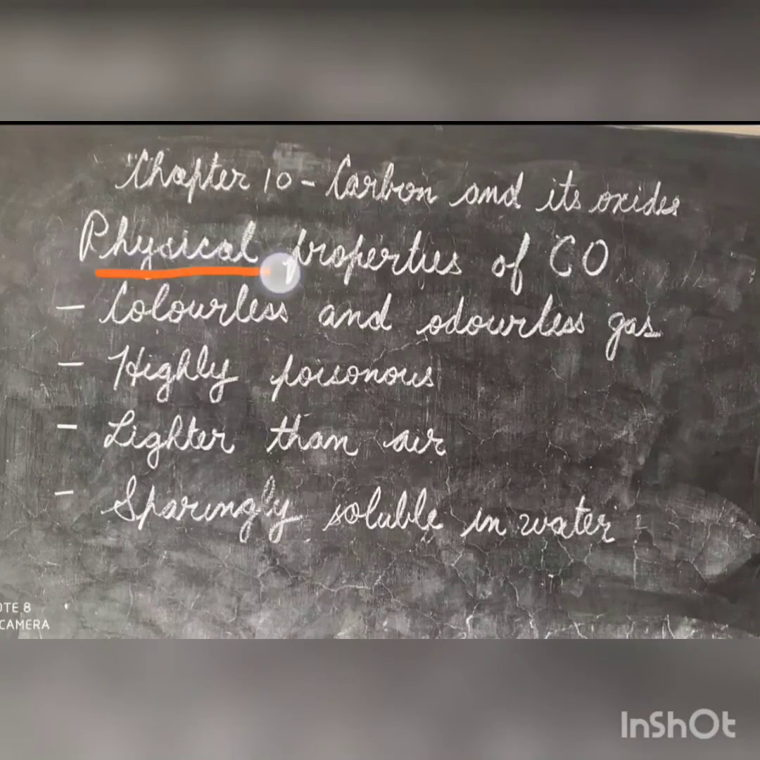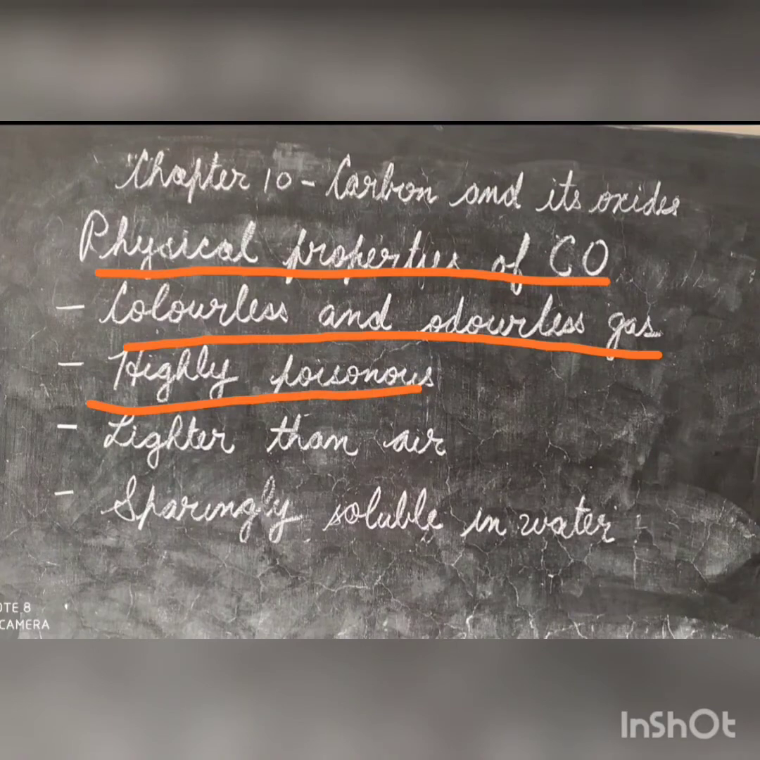Physical properties of carbon monoxide. Carbon monoxide is a colorless and odorless gas. It is highly poisonous. If the percentage of carbon monoxide in the inhaled air increases to 1% or more, it can result in the death of a human being. It is lighter than air. It is sparingly soluble in water.